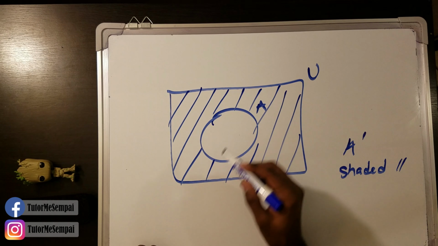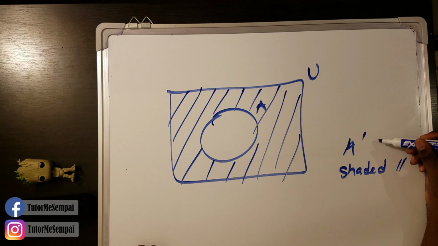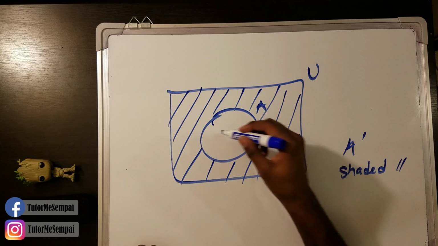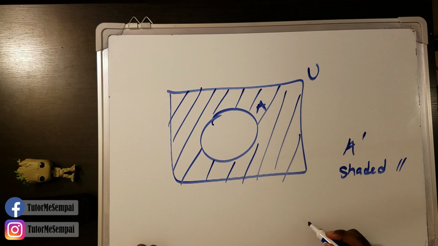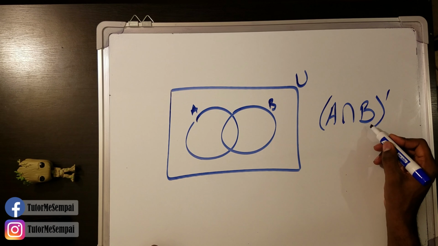The shaded region is A complement. Everything that's in our U but not in our A. Notice that there is no shading inside set A. All the shading is in our box, but we're excluding set A. We can do the same thing with unions and intersections of sets as well.